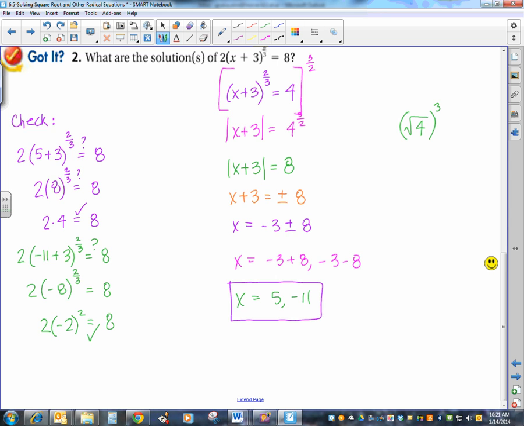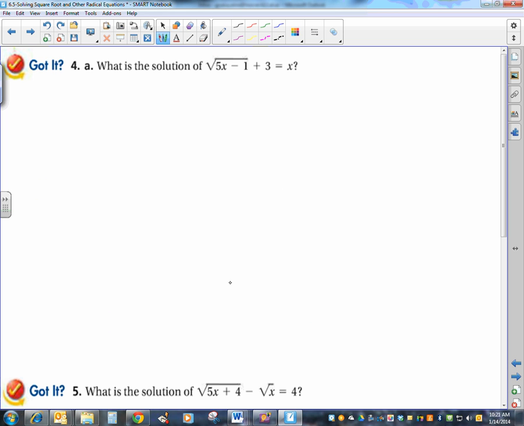Okay, let's go to the next example. Oh, notice what we have here. We have another x in here, but you always want to isolate that radical. So I'm going to move that 3 over, which means I'm going to subtract 3 from both sides. So I'm going to have the square root of 5x minus 1 equals x minus 3.